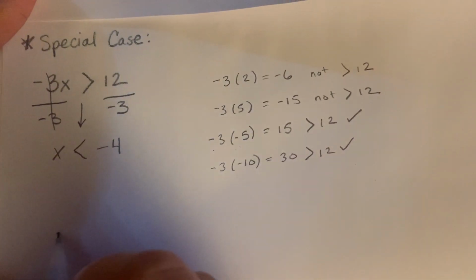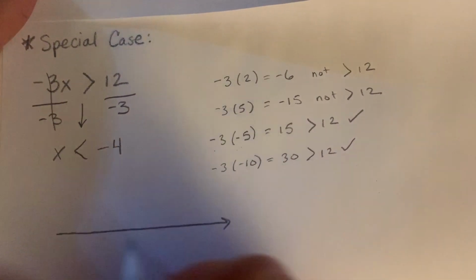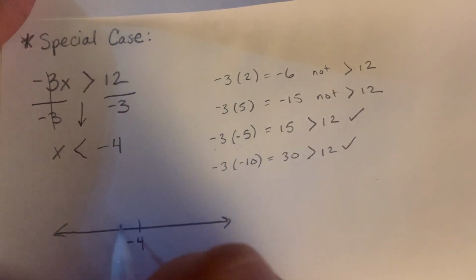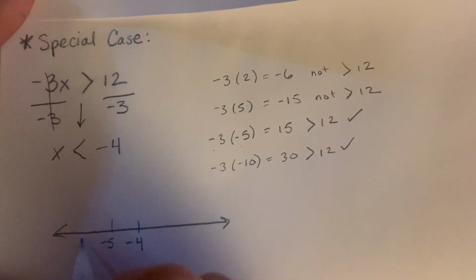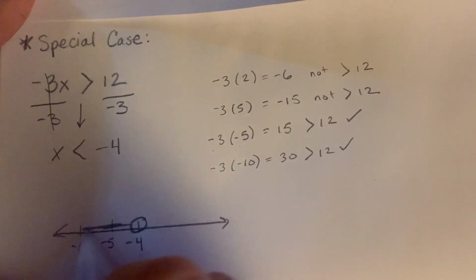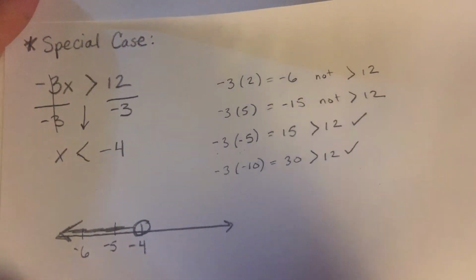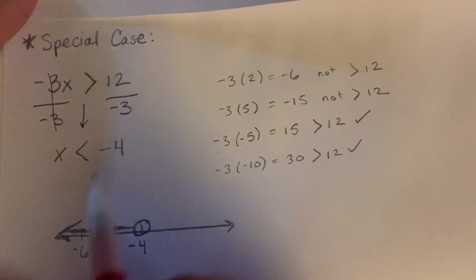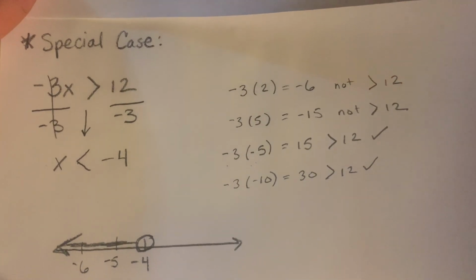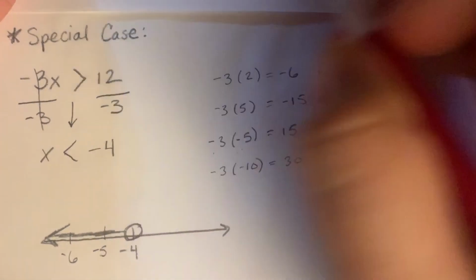So if I go to my number line, I would have to make a number line. I would go to my -4, I'm going to put that here, and it's going to be the numbers going this way, -5, -6. I'm going to open the circle, and I'm going to shade it in going this direction. So when we divide or multiply by a negative number, we have to flip the sign. I'm going to write that right here, and I want you to write it on your paper.